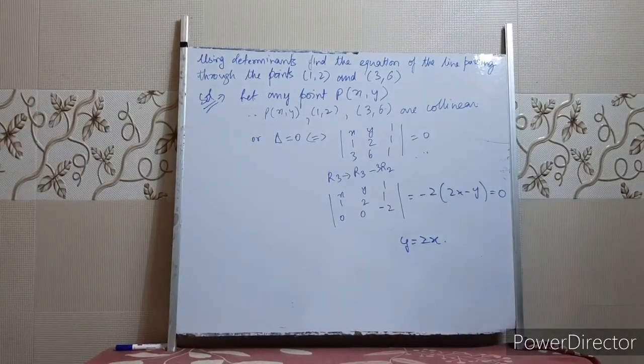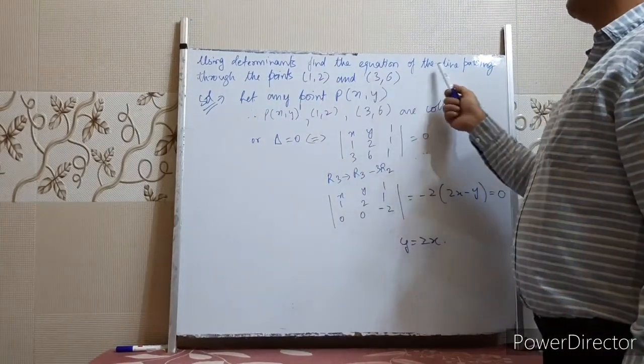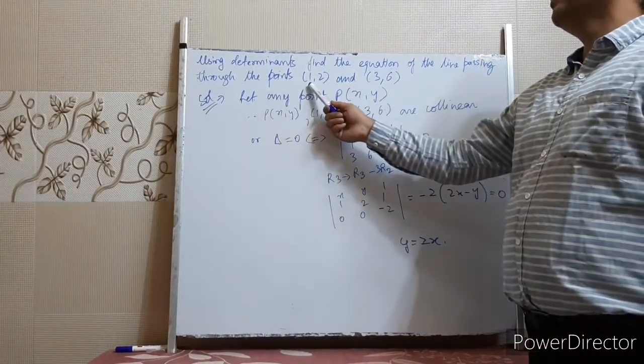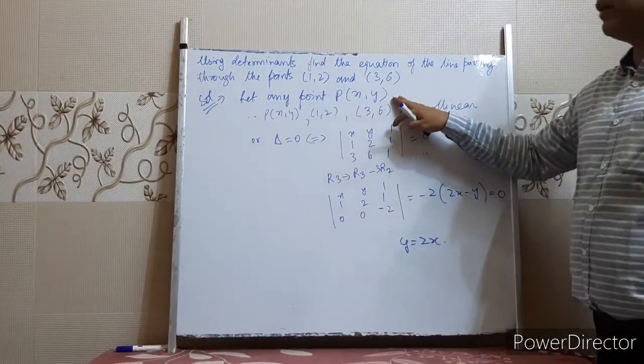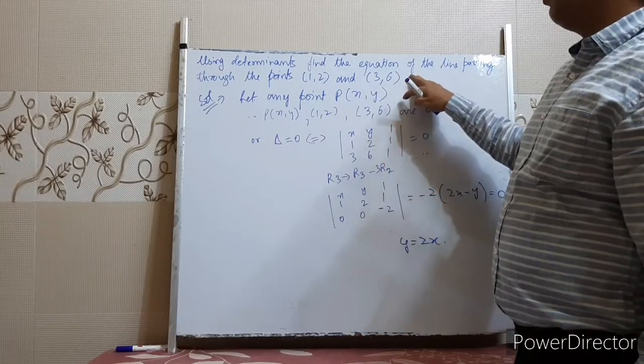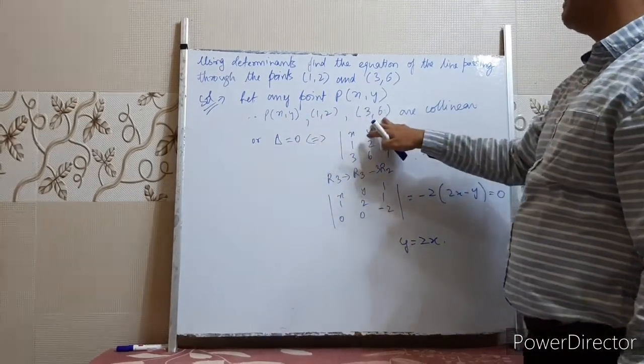Let's see another sum, children. The sum states, using determinants, find the equation of the line through the points (1, 2) and (3, 6). So what we'll do here, we'll assume another point P which is lying on this line. So that means P and the points (1, 2) and (3, 6) are collinear.